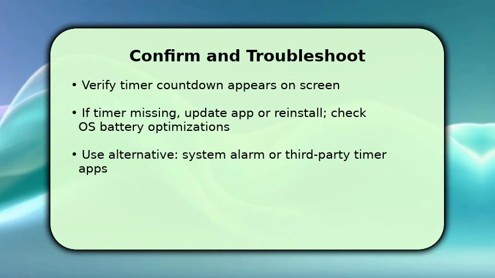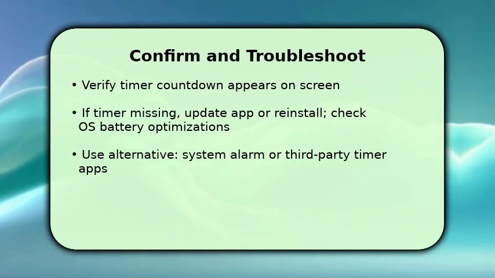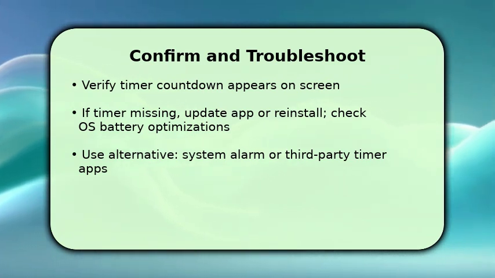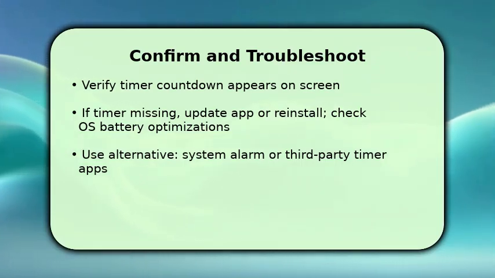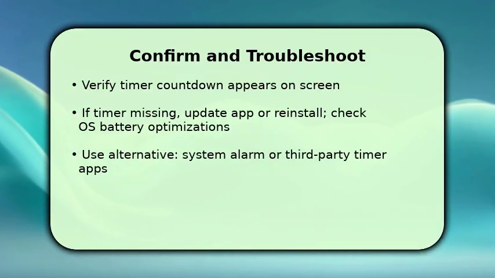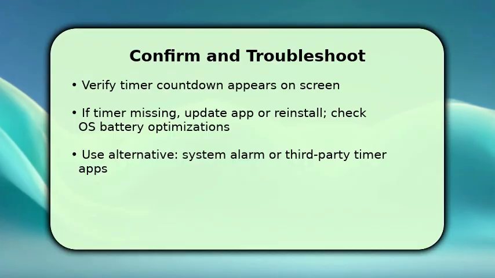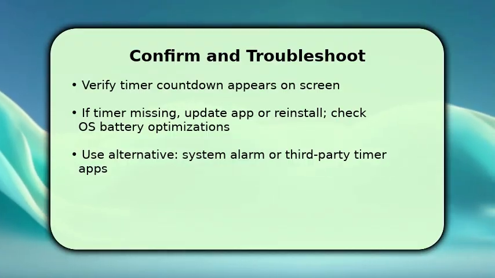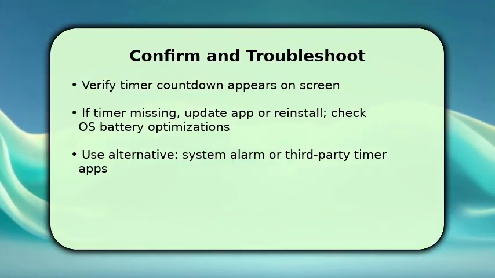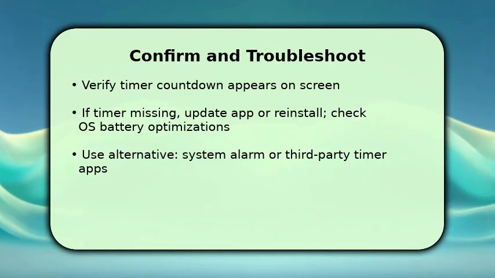If the sleep timer option is missing, make sure Spotify is updated, restart the app, or reinstall it. Also disable aggressive battery optimizations that may break background features. As a fallback, use your device's clock timer or a third-party timer app to pause system audio. If problems persist, log out and back in. That refresh often restores missing controls.